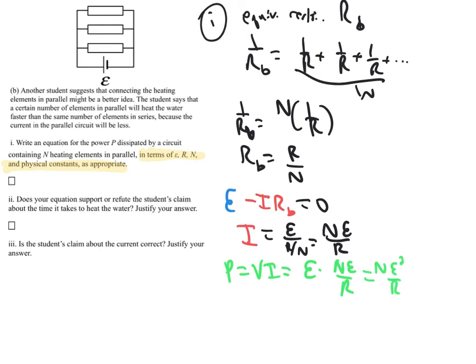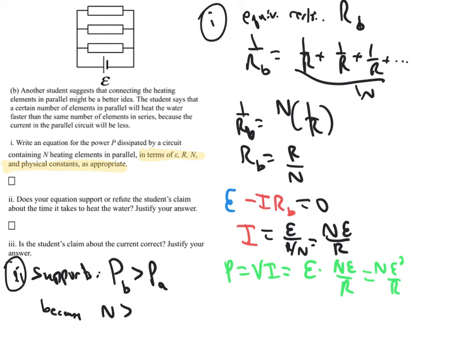All right, part 2. This supports the claim. The power in case B is greater than the power in case A because N is greater than 1 over N. Sort of duh, but more joules per second with the parallel case.